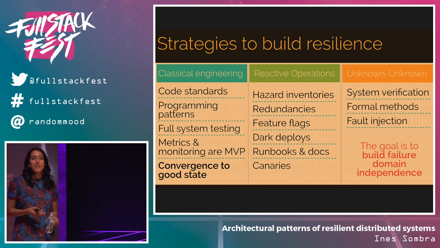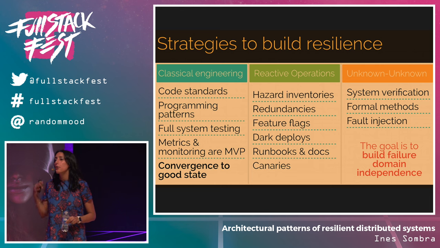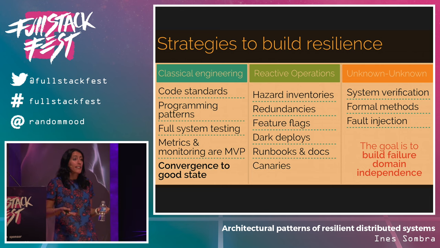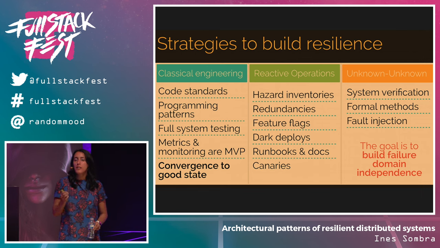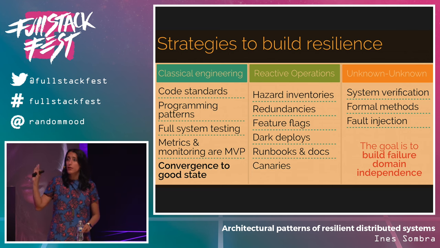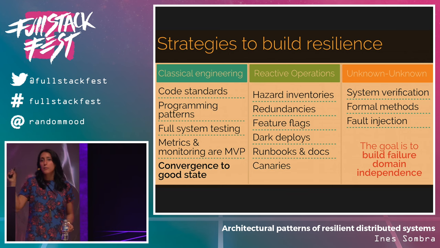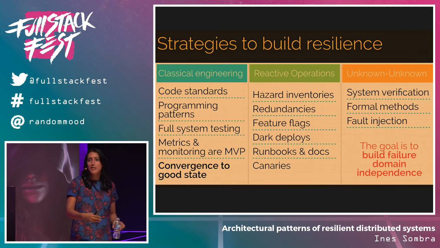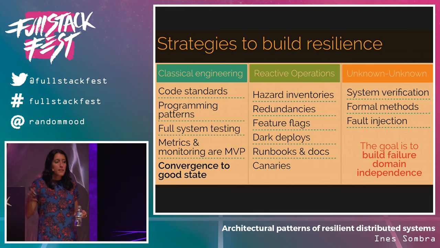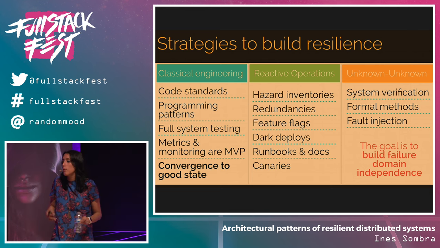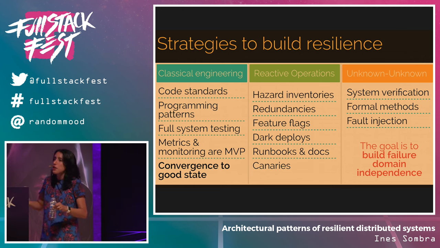Okay, but there are some things that you could do. In classical engineering, we have things like coding standards, programming patterns, and testing of the full system. What I mean by the full system test is that in a distributed system you have to test the client, the server code, and also the provisioning code, because most people don't necessarily test the provisioning code. If your system takes a configuration, the thing that configures it should be tested, as well as what your system does whenever the configuration is wrong, because that is going to happen. And we think about these systems as converging to some good state with classical engineering. That's what classical engineering helps us do.